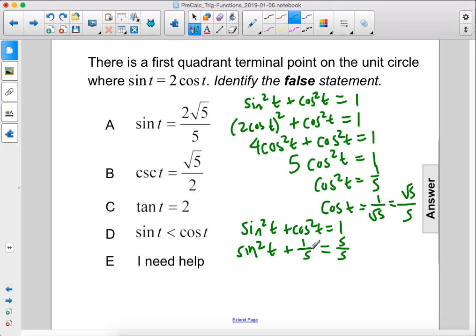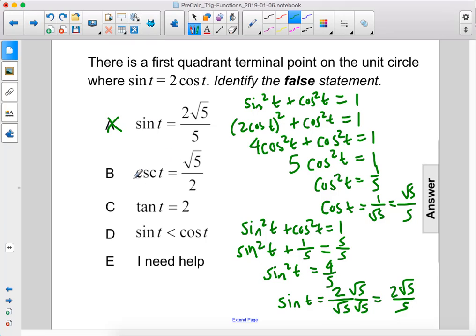So now we're going to subtract 1/5 from both sides. Sine squared t equals 4 over 5. Therefore, sine t equals the square root of 4, which is 2, over the square root of 5. And then we don't like when we have radicals in the denominator, so we'll multiply top and bottom by the square root of 5, and we get 2 times the square root of 5 over 5, which is right here, so this is true.